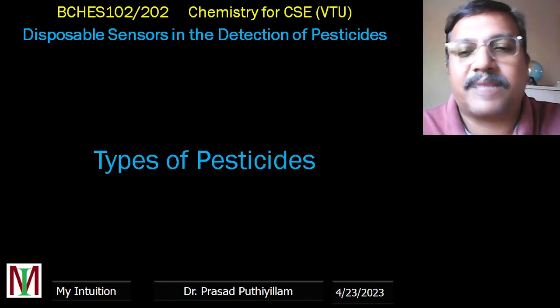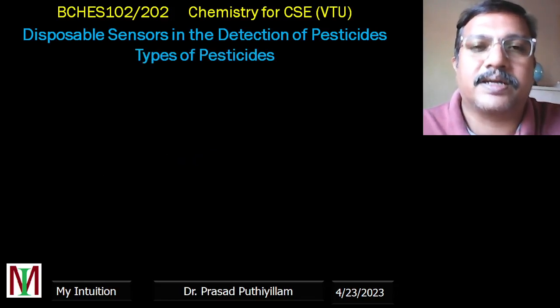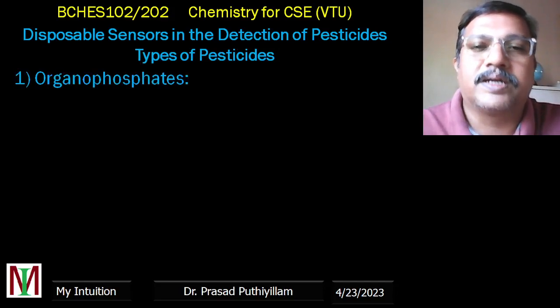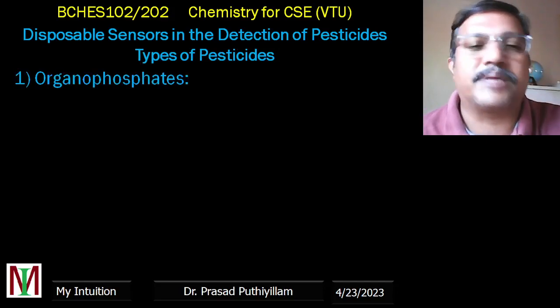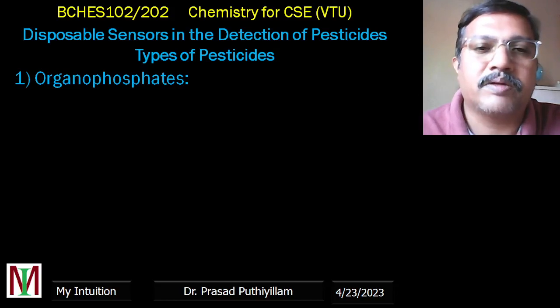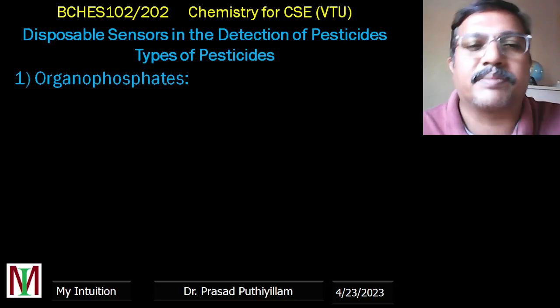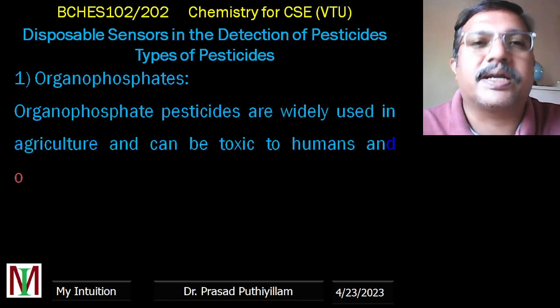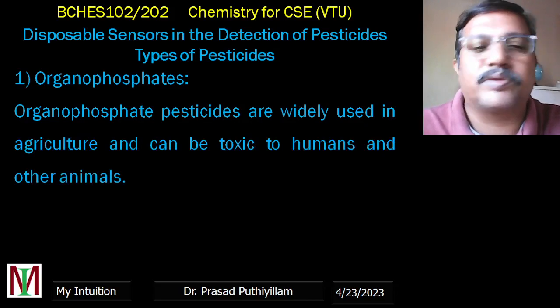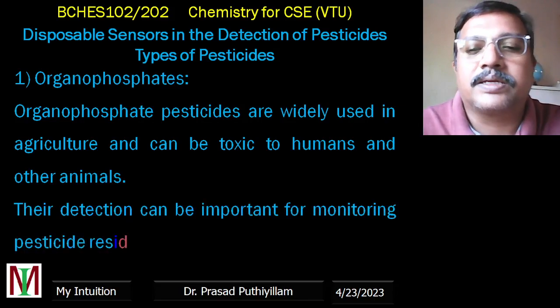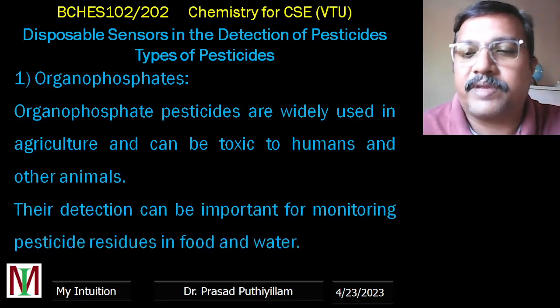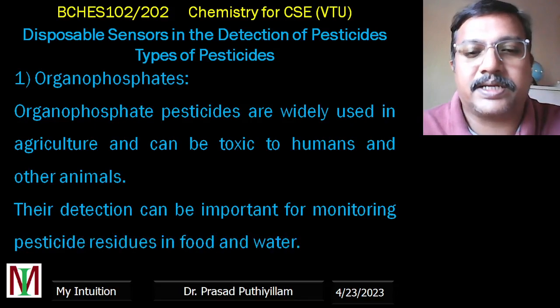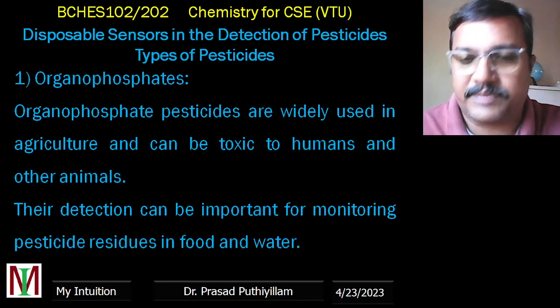So let us see the types of pesticides which are detected, or possible pesticides. They are grouped as organophosphates, which consist of carbon, hydrogen, and mainly phosphorus as the main element, called organophosphate. They are widely used in agriculture, and they are toxic to humans and other animals. Therefore, we need to detect their presence. Their detection can be very important for monitoring pesticide residues in food as well as water.